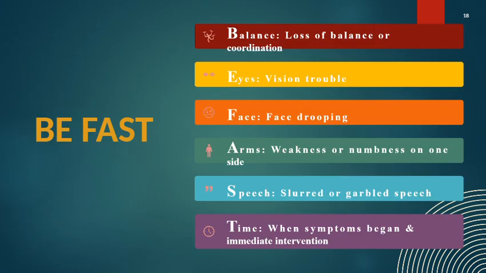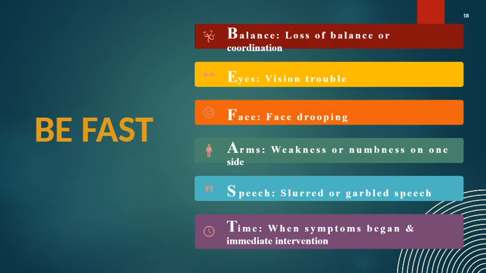BE-FAST is one of the most important tools for identifying early signs of a stroke. As LPNs, your ability to recognize these symptoms quickly can make the difference between full recovery and permanent disability. Stroke is a time-dependent emergency. The faster we identify symptoms and activate the stroke protocol, the more brain tissue we can save, because every minute without treatment means more neurons dying.